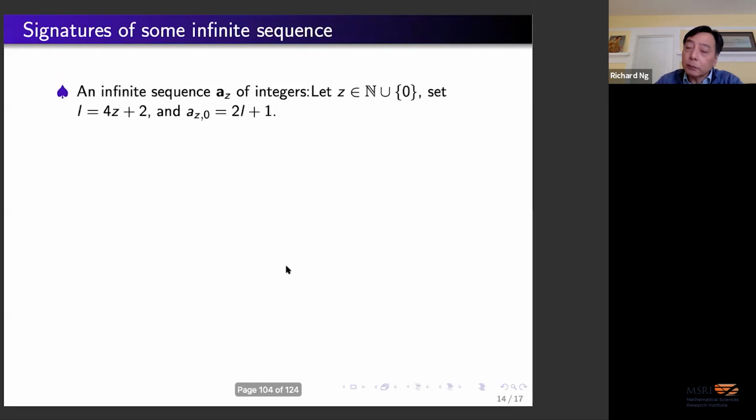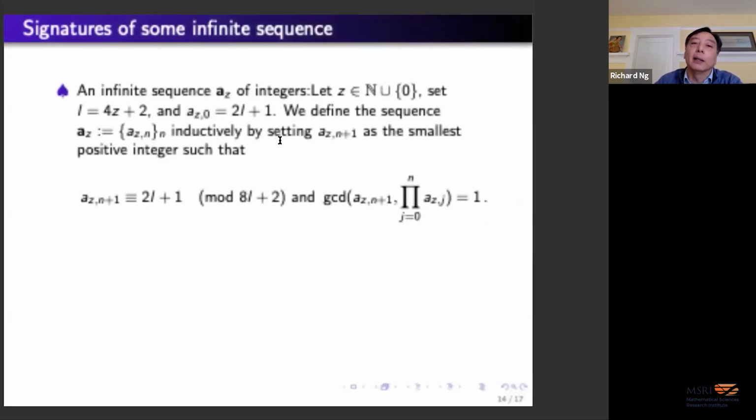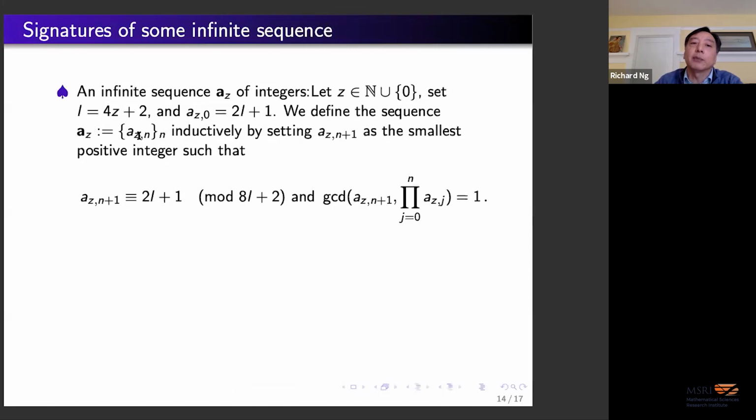So here we go. Let z be a non-negative integer. I set L to be 4z plus 2. Somehow this is kind of manufactured. And I define a_{z,0} to be 2L plus 1, which is certainly an odd number. Then I define the infinite sequence a_z recursively by the following. I require a_{z,n+1} to be congruent to 2L plus 1 modulo 8L plus 2. You may ask, why do you do that?